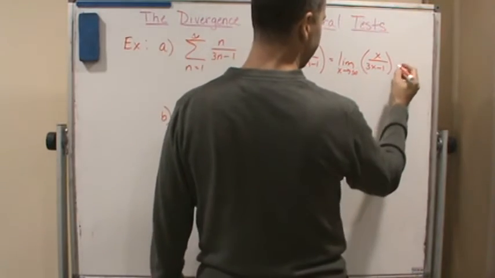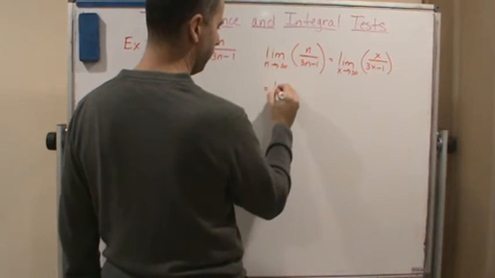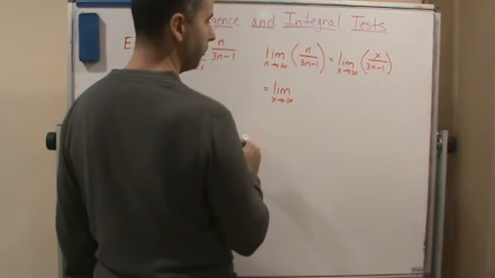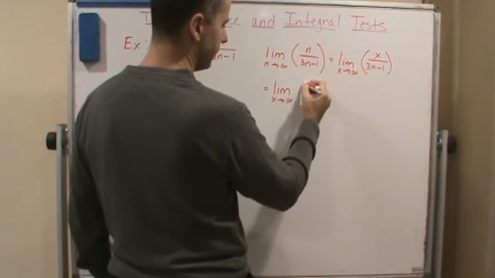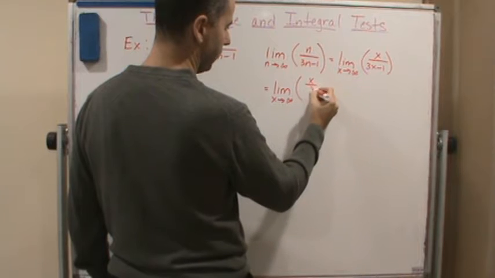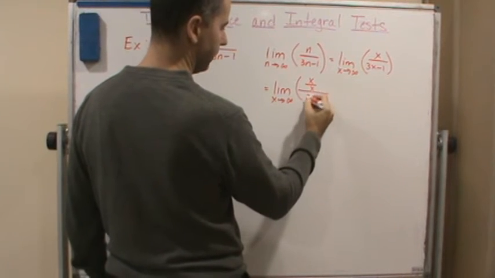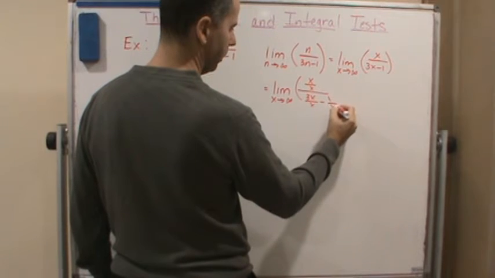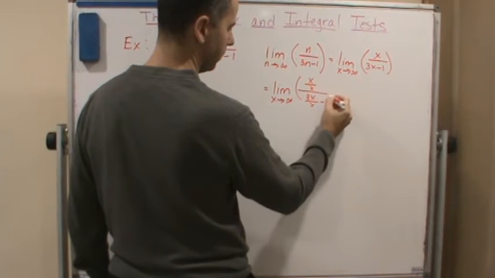And remember, we can divide the top and the bottom by the largest exponent of x. And so what do we get? We get the limit as x approaches infinity of x over x divided by 3x over x minus 1 over x.